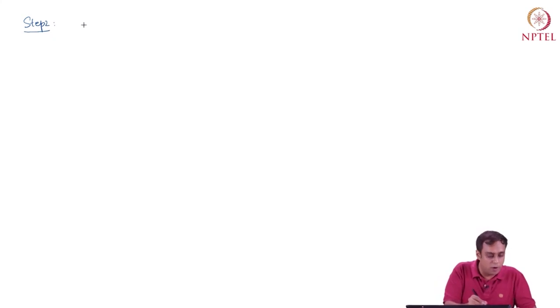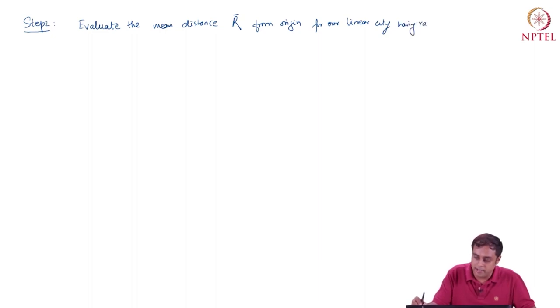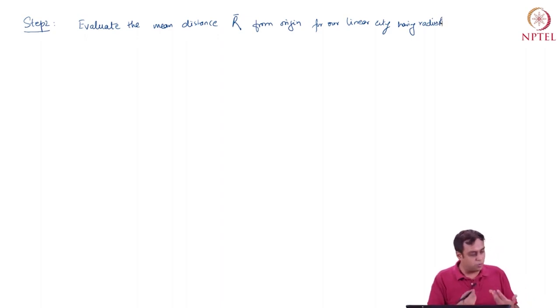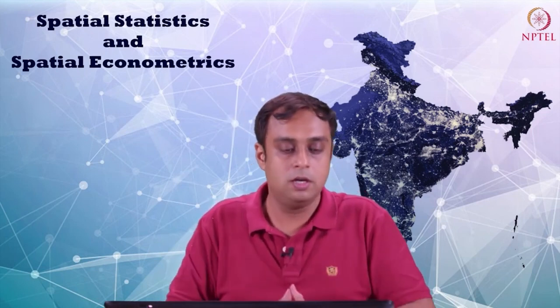As step two, we are going to evaluate the first moment, which is the mean distance from origin, called r bar, for our linear city having radius capital R, and consequently k as lambda over 1 minus exponential to the power minus lambda R, which we have just established. So we are going to look at this step 2 as the second module of this lecture. So we will join you shortly.